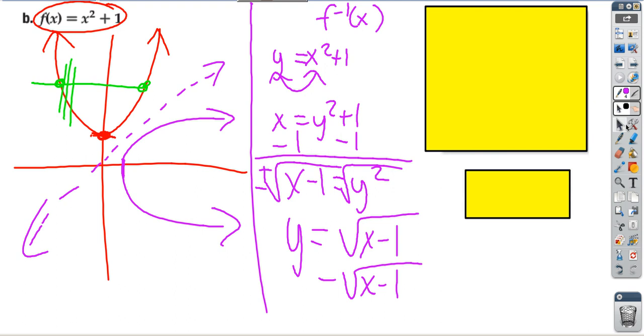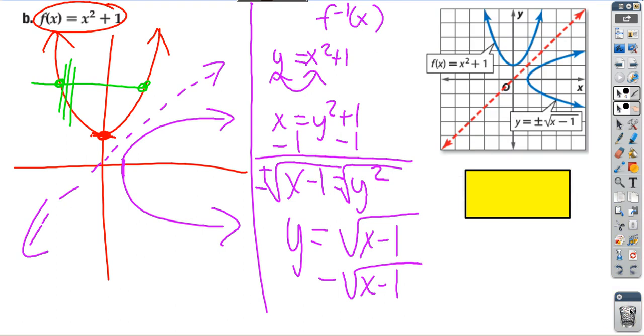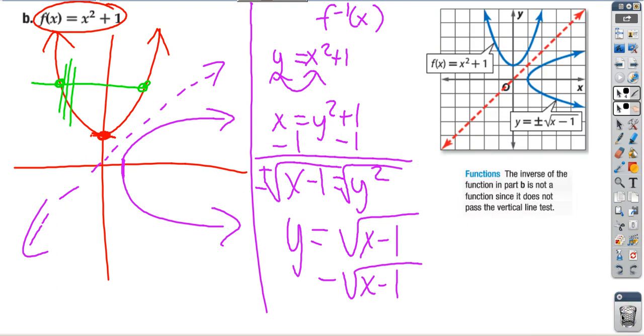You can't really, here's a better looking picture. You can't really do that because they tell you right here, it does not pass the vertical line test. This is not even a function right here. And that's because the first one was not a one-to-one function, it did not pass a horizontal line test. That means its inverse, or its pseudo-inverse, is not going to pass the vertical line test.